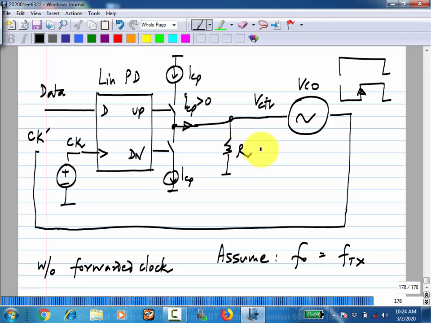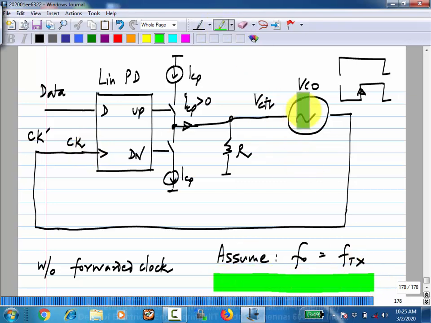Okay. This will work in exactly the same way as the other one, right? Meaning now if there is a constant phase shift between data and clock, there is a constant average current flowing out of this which gives a constant voltage here and which causes this phase to be a ramp. So now if I close this loop, the behavior will also be exactly same as the one with the forwarded clock. Is this okay? The only thing is, of course, I have assumed a completely artificial constraint that the free running frequency of this is the same as the transmit frequency.